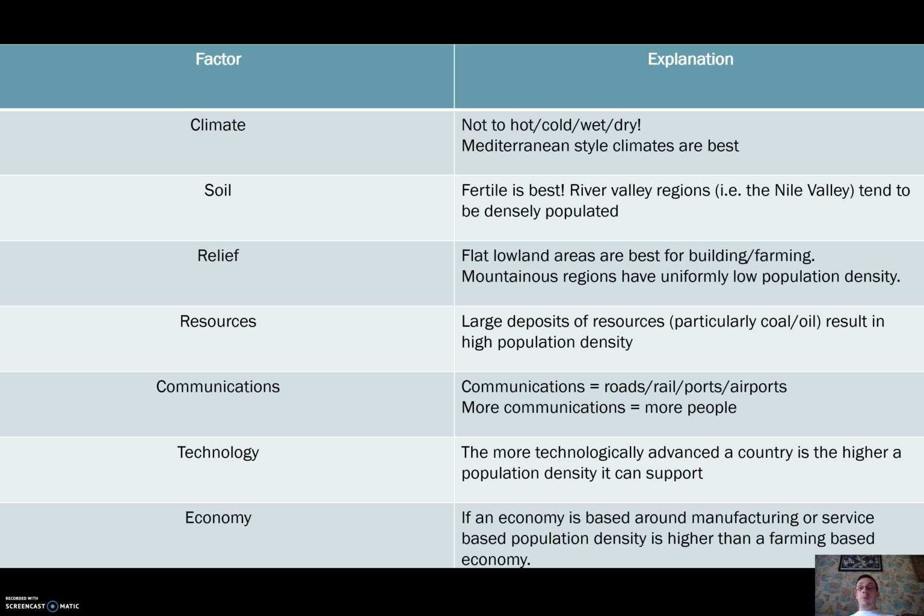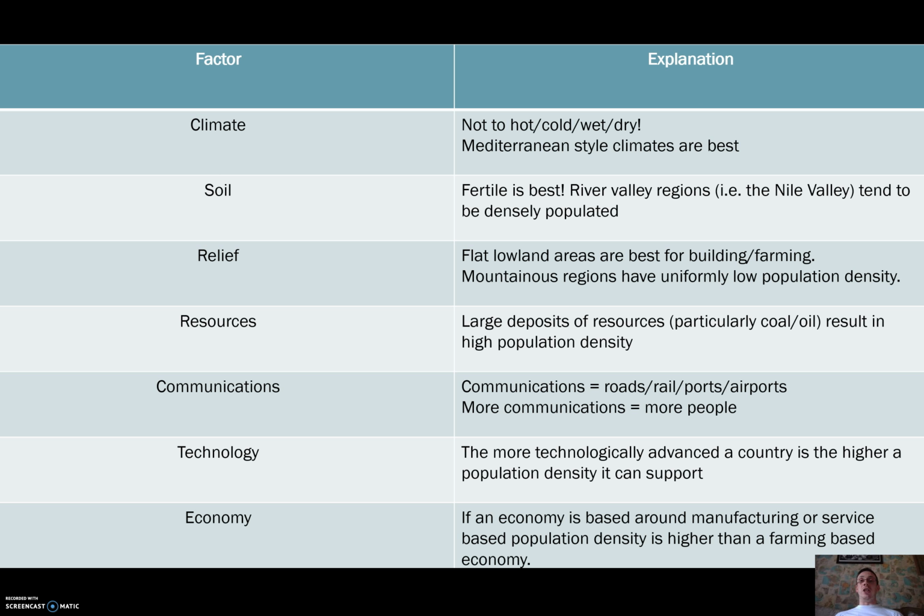Now, technology, we're getting at the idea that if your country overall has reached a particular point in terms of technological development, you can support a more dense population. The big example here would be Japan. A hugely technologically advanced society, and a society that is very heavily populated and very constrained in terms of land mass.